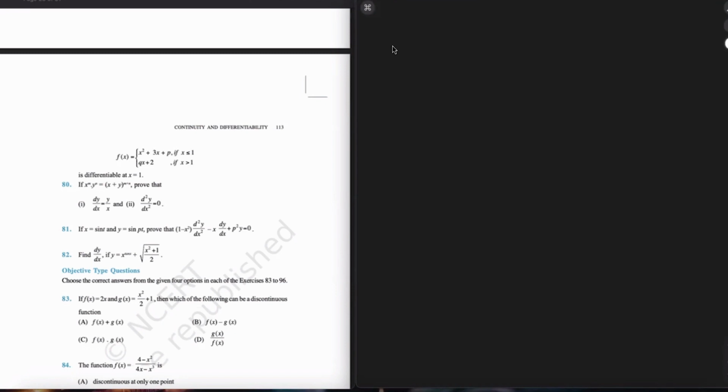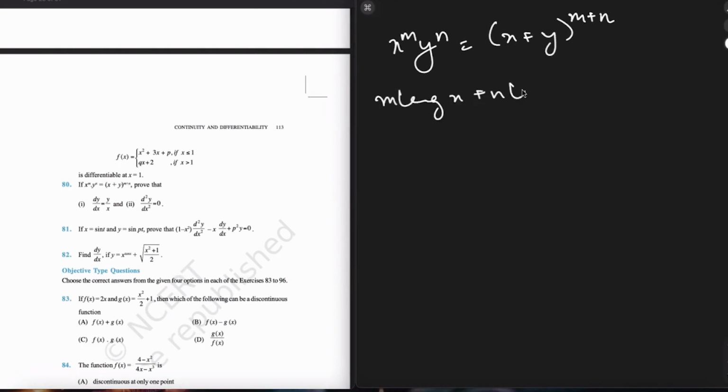If I want to take the log out of this, let's first write the question. x raised to the power m and y raised to the power n is equal to (x plus y) raised to the power m plus n. Okay, so if I take the log, I have m log x plus n log y is equal to (m plus n) log (x plus y).